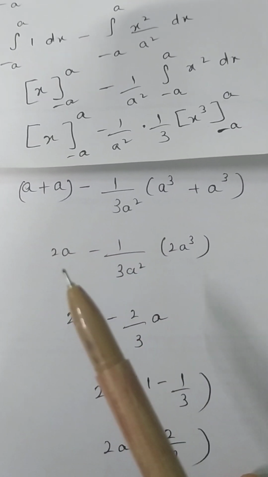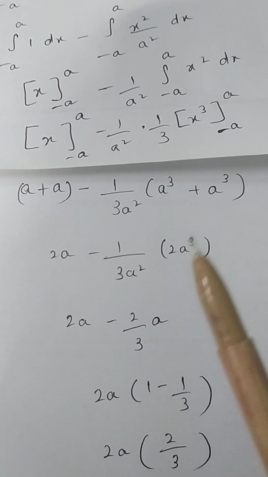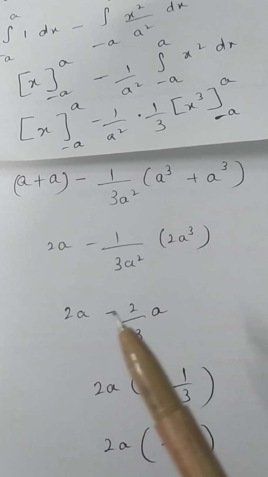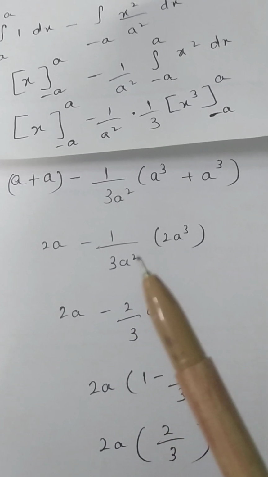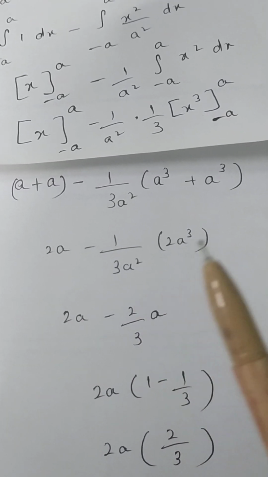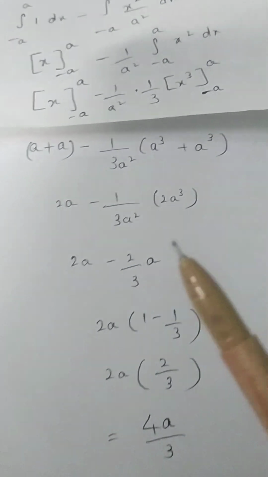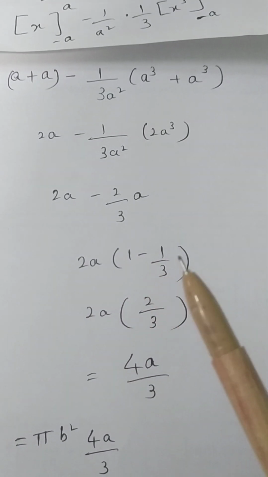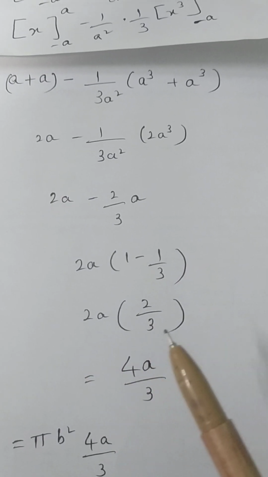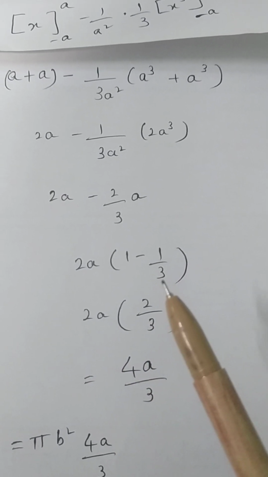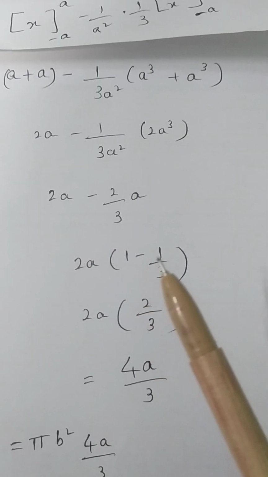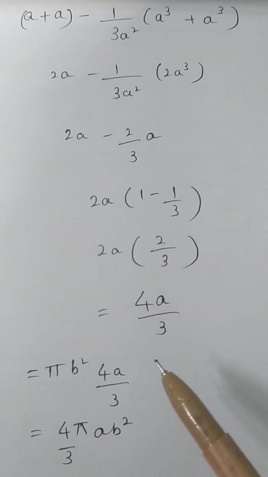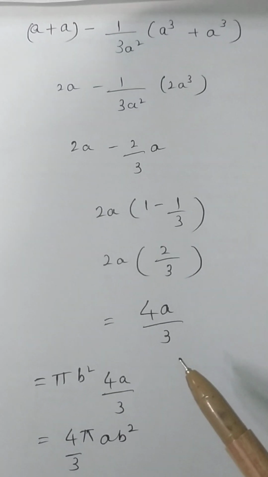So a plus a will be 2a, minus 1 by 3a square. Now a cube plus a cube will be 2a cube. So 2a minus 2 by 3 a square and a cube, you will get 2 by 3a. So 2a, if you take common here, you will get 1 minus 1 by 3. Now if you solve this, 3 ones are 3, 3 minus 1, 2 by 3. So 2 into 2, 4a by 3.